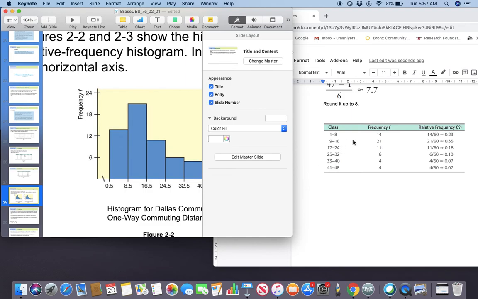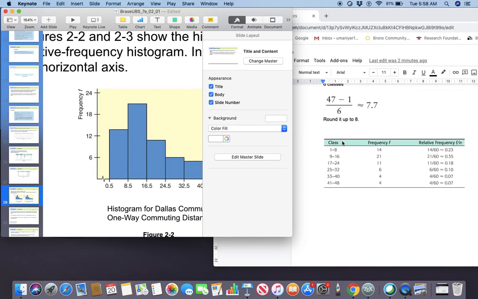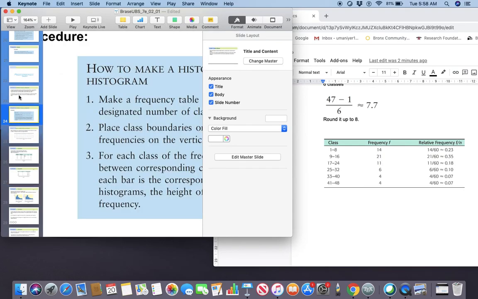And you give it height 14. The next class has height 21. So a little to the left is 8.5, a little to the right is 16.5. And that gets me height 21 and so on. Now I hope you see why we go a little to the left and a little to the right with the class boundaries.